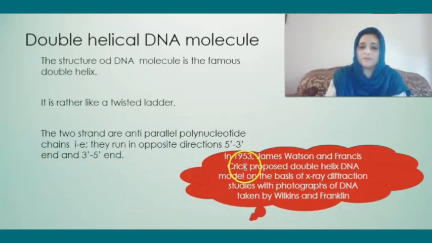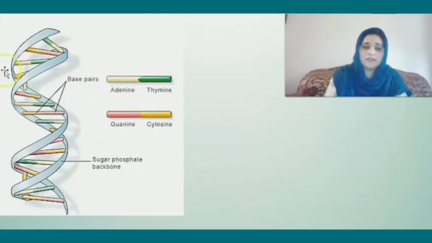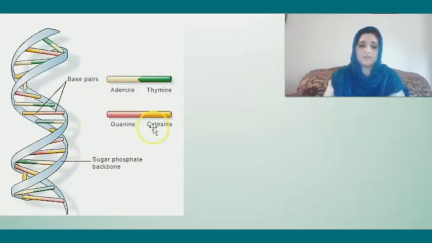So here is a little information. In 1953, James Watson and Francis Crick proposed the double helix DNA model on the basis of X-ray diffraction studies with the photographs of DNA taken by Maurice Wilkins and Franklin. So here is a diagram that shows the structure of the DNA double helix. Two strands of DNA are shown. These are the sugar-phosphate backbone. Sugar and phosphate are present here, and in the center, nitrogenous bases are present.